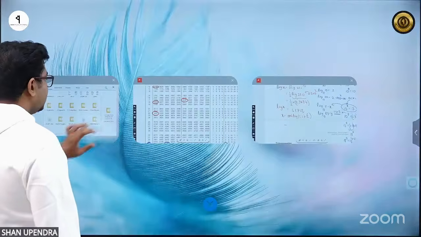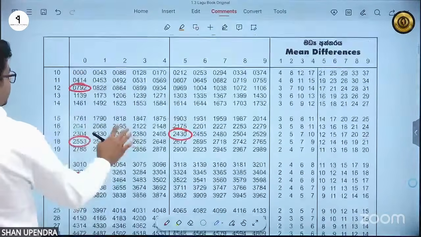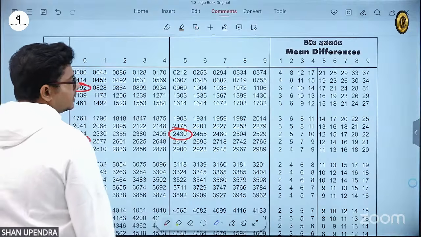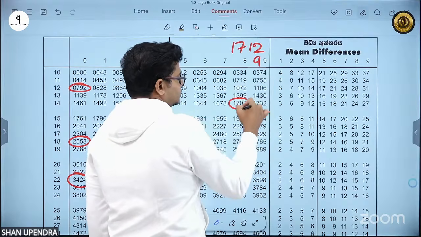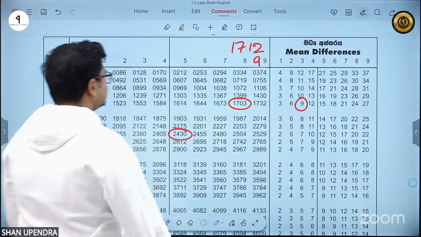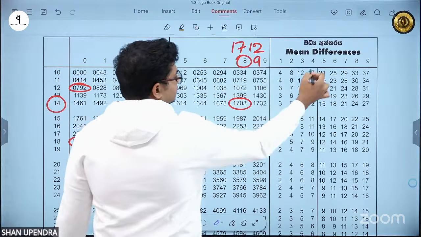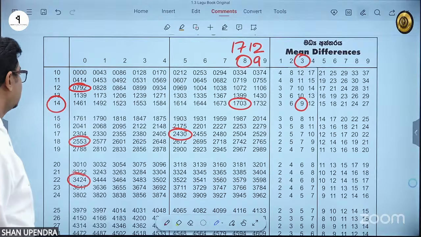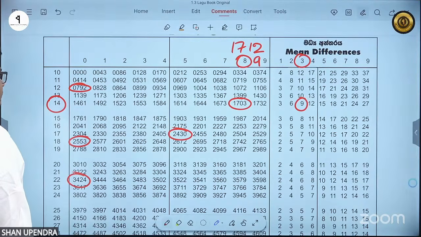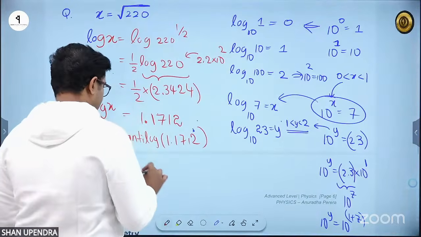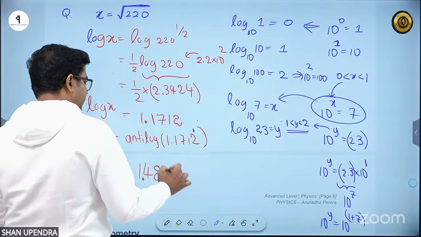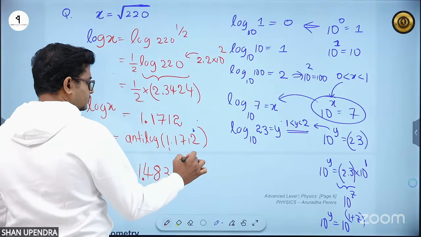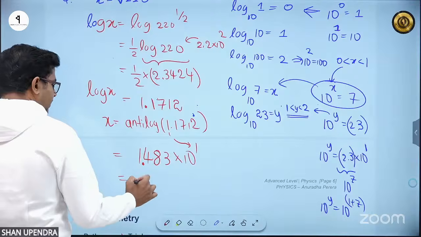So we need to get 1712 using antilog. 1703 is available, and we need another 9. So you can take 1483, which is 1.4883 into 10 to the power 1. So then you can finally write 14.83.